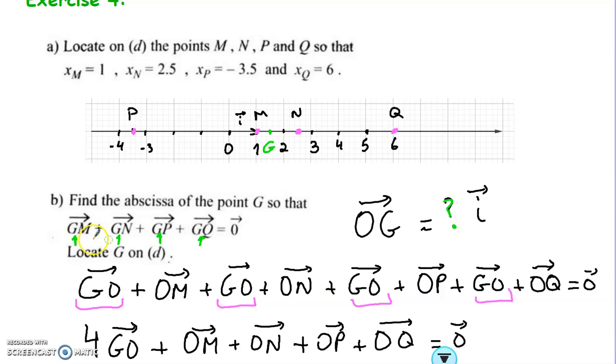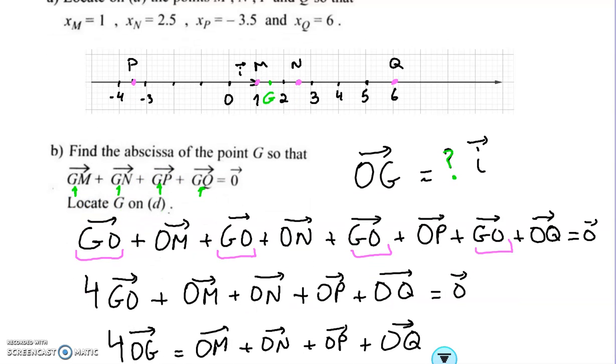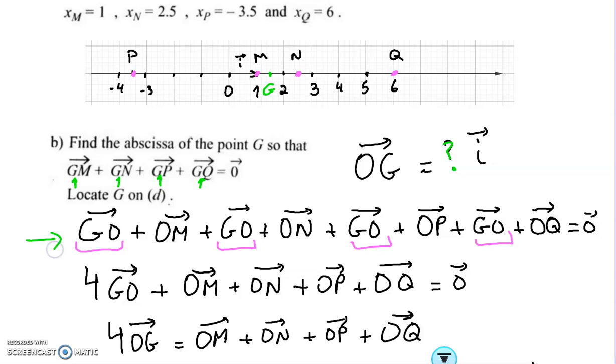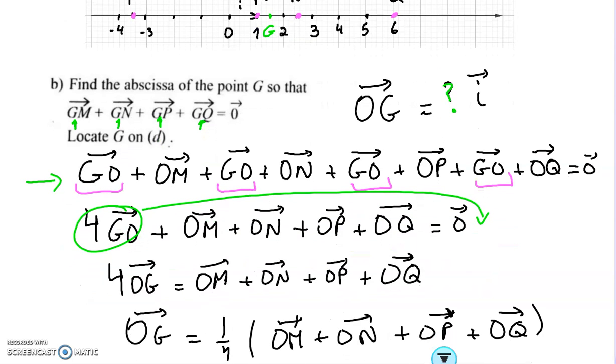Okay, so if I insert the G, O here, we get the following equation, and then I combine the GOs together, so 4GO plus the rest, OM, ON, OP, OQ, and then I took the 4GO to the other side. So if I take this to the other side, I will get minus 4GO, which is the same as 4OG. So I wrote it here, 4OG equal to these.